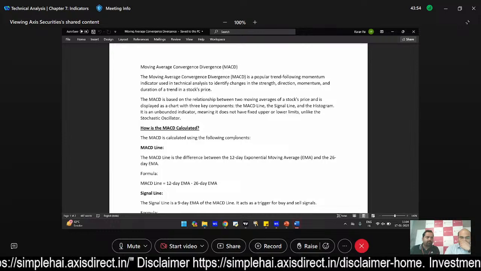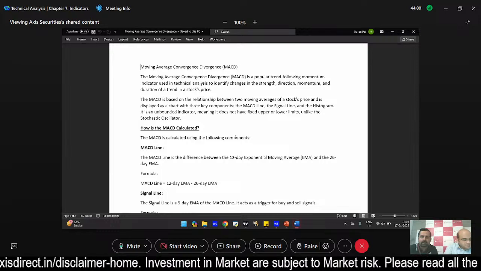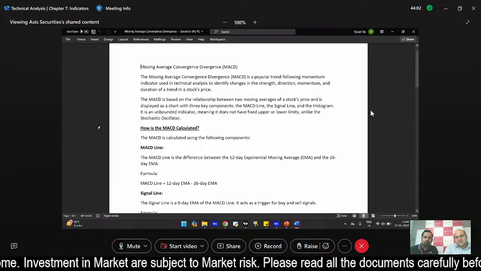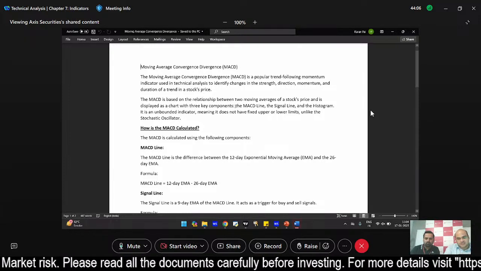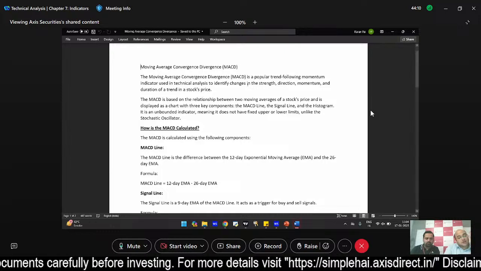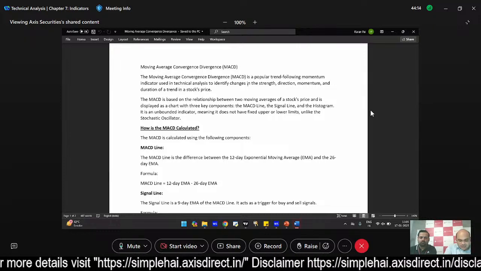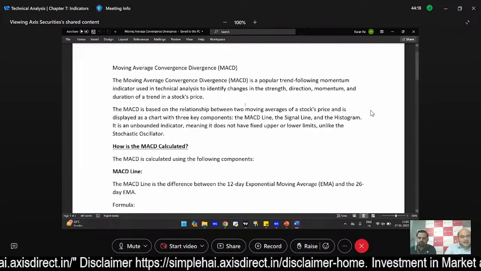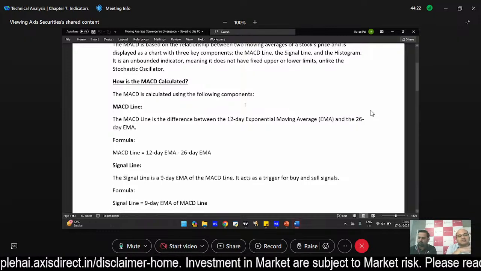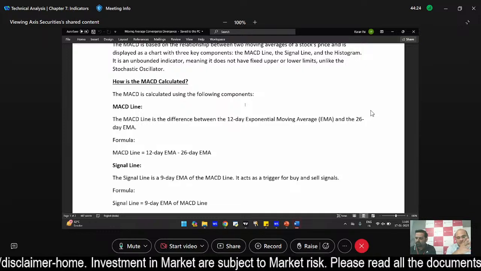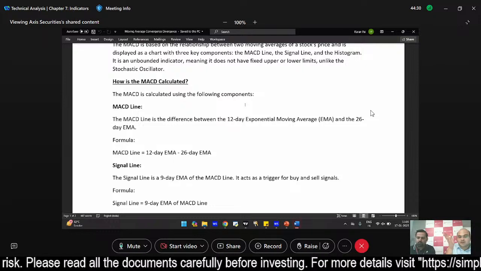So MACD, as it is commonly known, moving average convergence divergence. The name itself suggests that it is basically the distance between two particular moving averages. These are exponential moving averages, and ये दोनों moving averages का difference is what you basically see as a MACD line. And then because it is only one line, there is another smoothened line which is basically an EMA of the difference between two moving averages.